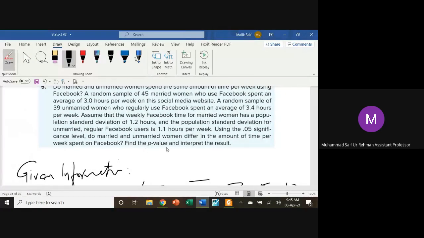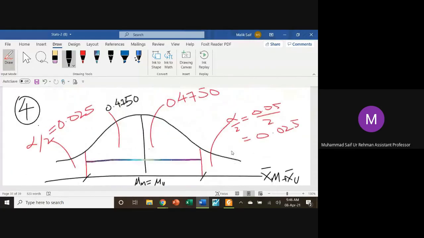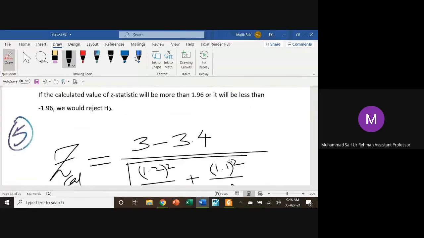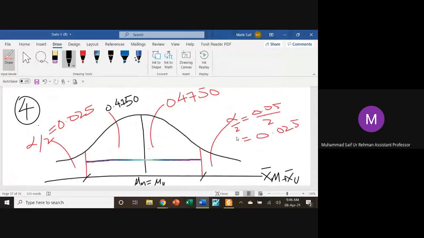And then find the p-value and interpret the result. So now this is important. How will you find out p-value? For this, two strategies may be there. One strategy is this, that as you have divided alpha by 2, as there were two tails, so now the new level of significance is 0.025 to right side, and 0.025 to the left side. Fine. So you may consider this value and you may compare this value with the probability value.